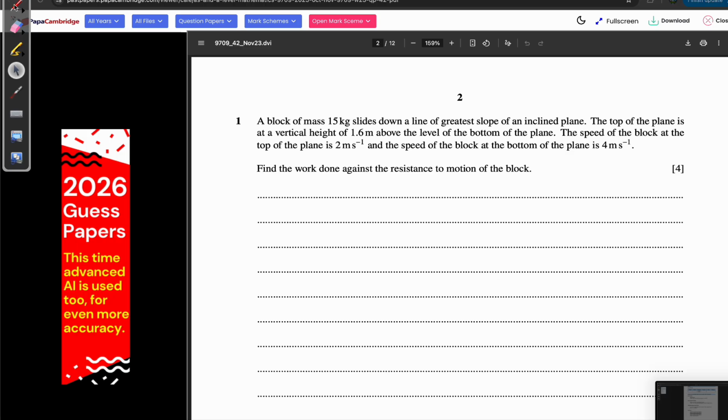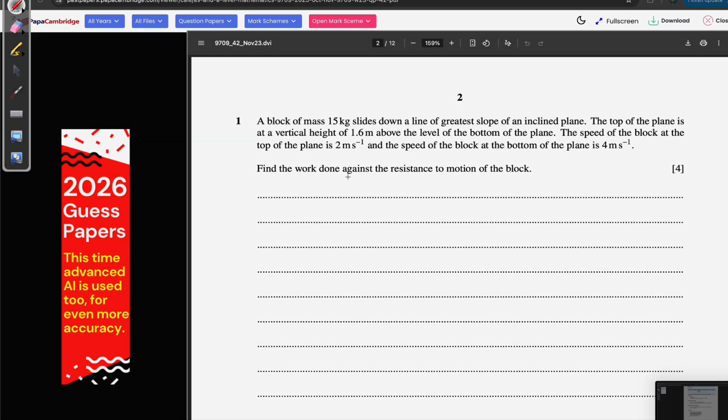So when they say work done against resistance to motion, immediately friction. That's the first thing you think of, right? And once you notice that you're trying to find friction, all you need to do is realize that change in mechanical energy is equal to the work done by friction.